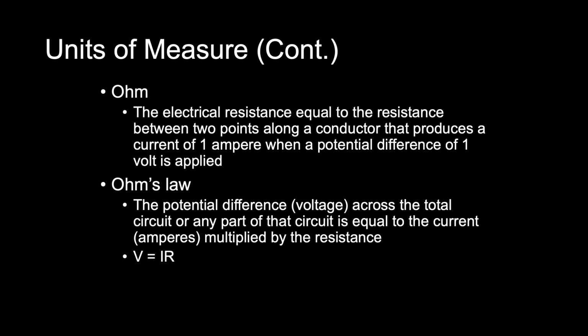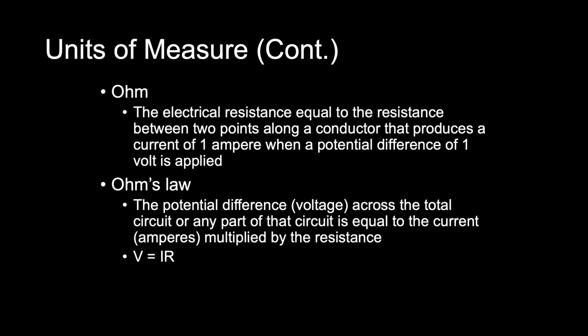Resistance is measured in ohms. This is named for the physicist George Simon Ohm, who discovered the inverse relationship between current and resistance. The ohm is defined as the electrical resistance equal to the resistance between 2 points along a conductor that produces a current of 1 ampere when a potential difference of 1 volt is applied.